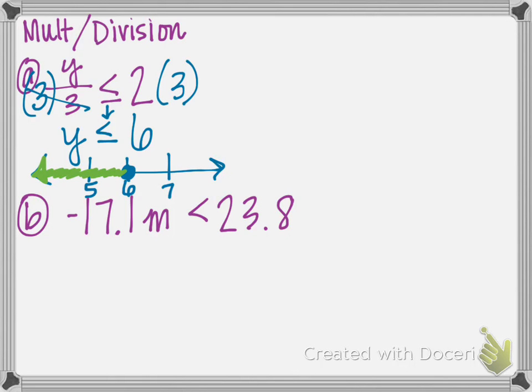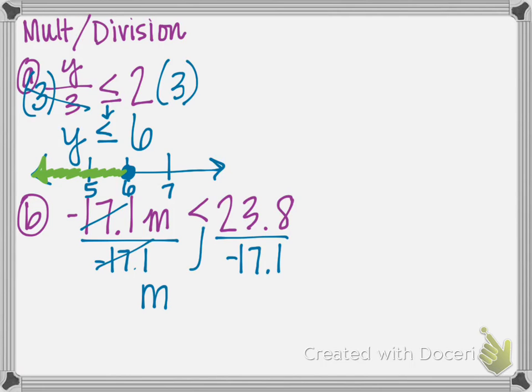B, I've got negative 17.1 m less than 23.8. I'm multiplying here, so I'm going to divide. So I get m. I divided by a negative, so this needs to turn around. And then 23.8 divided by 17.1 is 1.392 about.